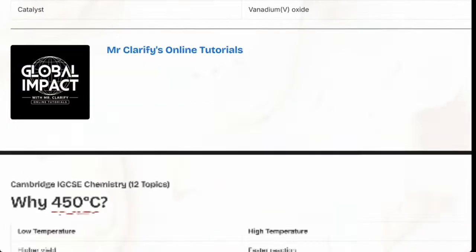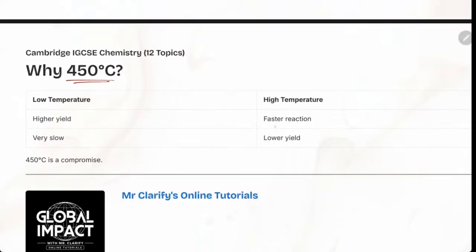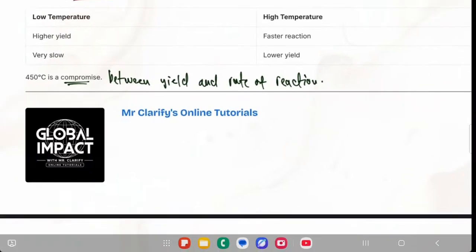Here are the things. So now they ask you why. Why do you need 450 degrees? We said it's a compromise between yield and rate of reaction. You tell them if temperature is too low, the reaction will be too slow. If temperature is too high, then the yield will be low because the equilibrium will shift to the left, to endothermic. So you can't increase temperature, equilibrium will shift to endo, and you end up getting nothing.